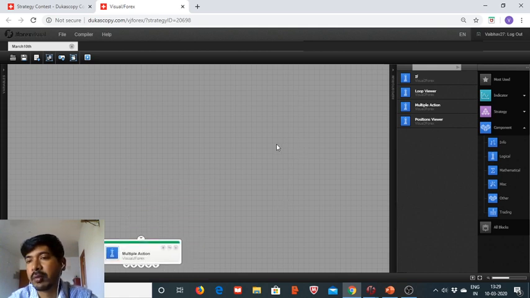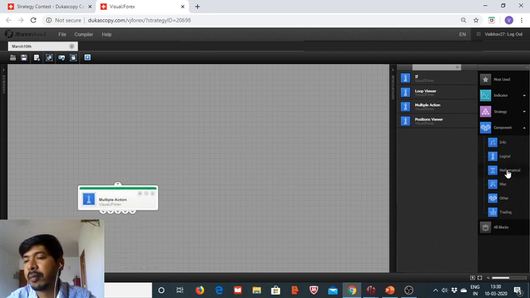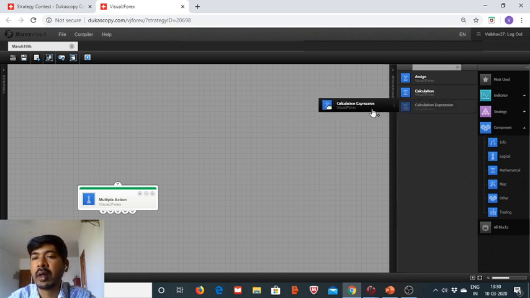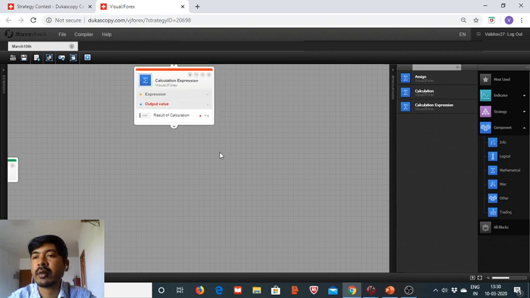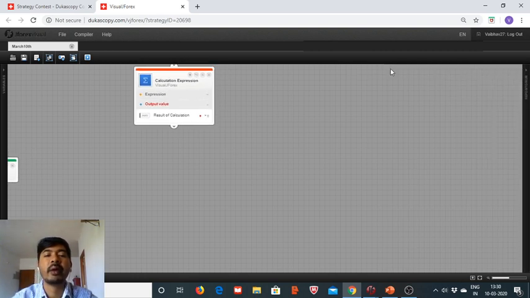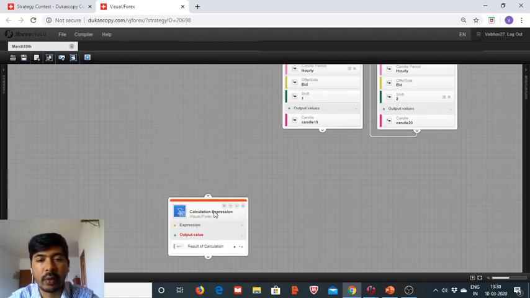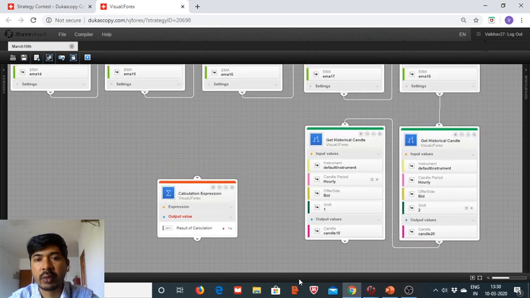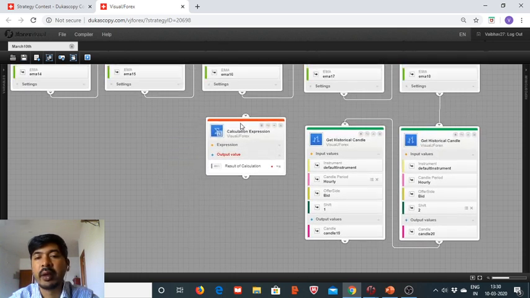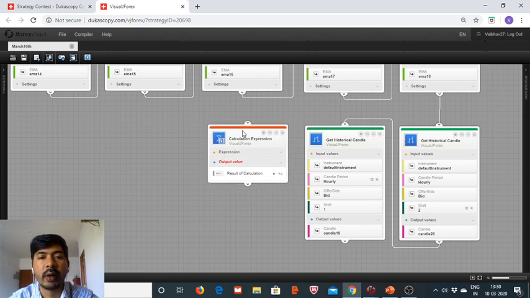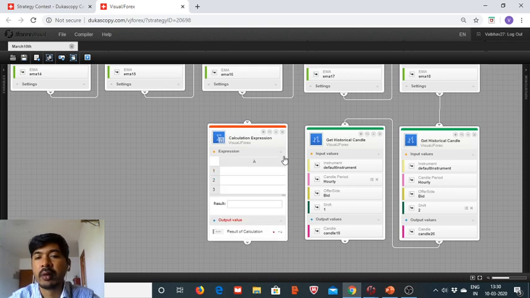So the multiple action block has been brought in, and let's start to add the mathematical component, as we will need to make sure that the last tick is above the EMA 10 or the EMA 20, and also we will need to do some calculations for determining the entry and exit points for our algorithm, so that the pricing is optimum.